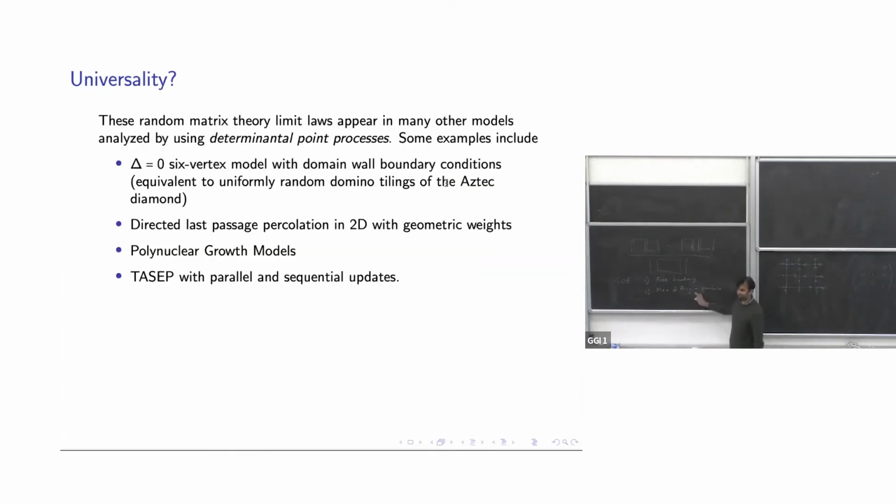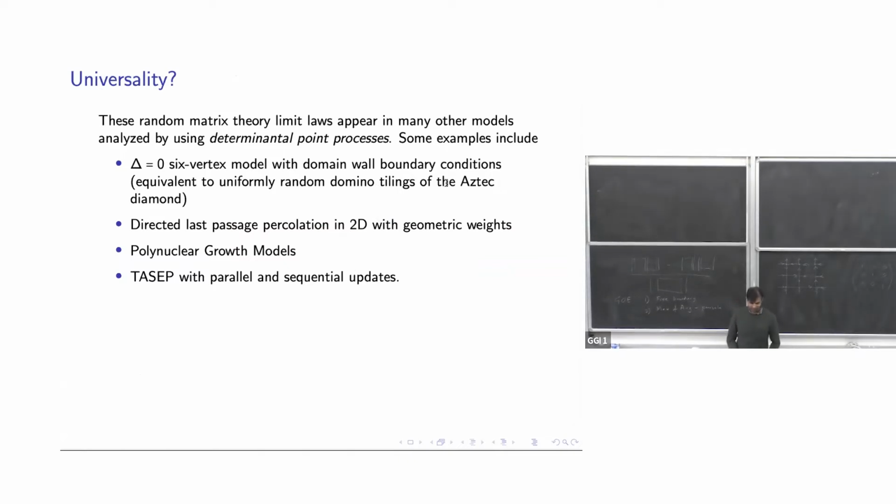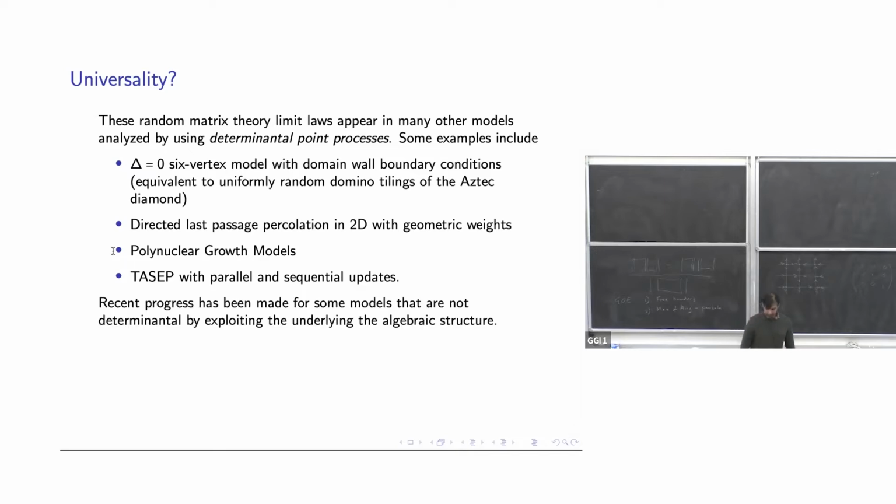As this workshop is called randomness, integrability, and universality, let me just mention that these random matrix theory limit laws should be universal, and they've been proved in quite a few settings. First is when delta is equal to 0. So this is exactly domino tilings. Also, some directed last passage percolation models, polynuclear growth models, TASEP, there's a whole list. But these rely on you having some specific structure behind the models, that they're determinantal.